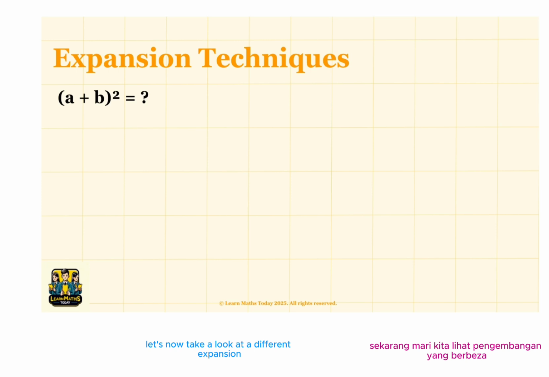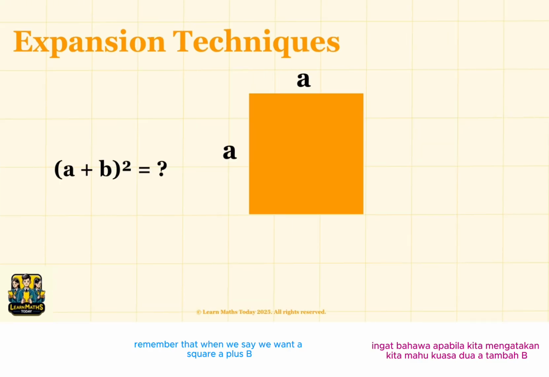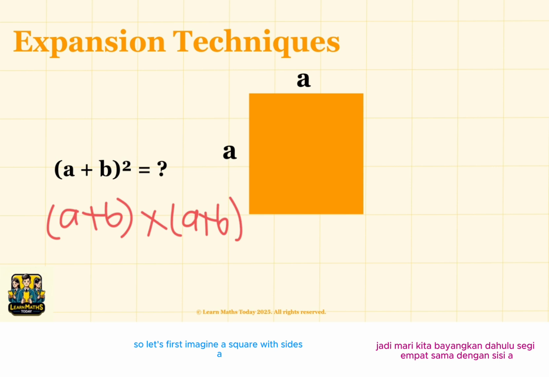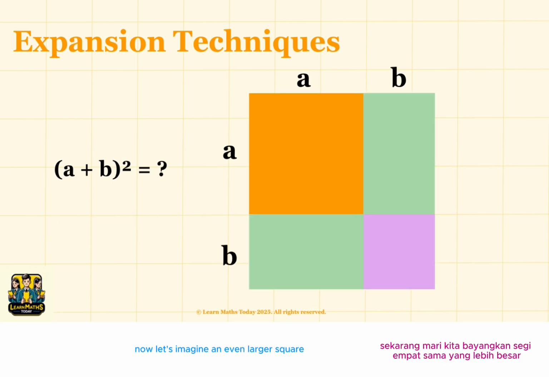Let's now take a look at a different expansion technique. How would you expand the square of a + b? Remember that when we say we want to square a + b, it means (a + b) multiplied by (a + b) again. So let's first imagine a square with sides a. Now let's imagine an even larger square with each side made up of two parts, a and b.